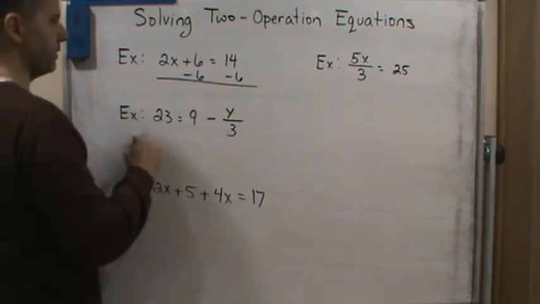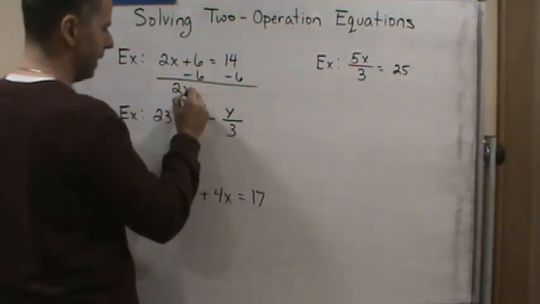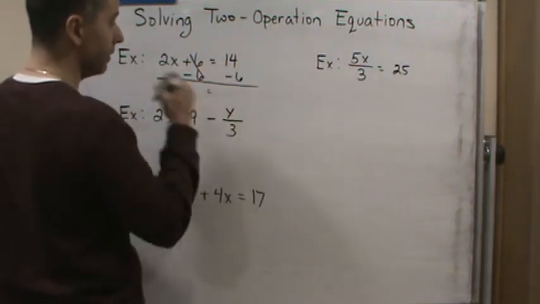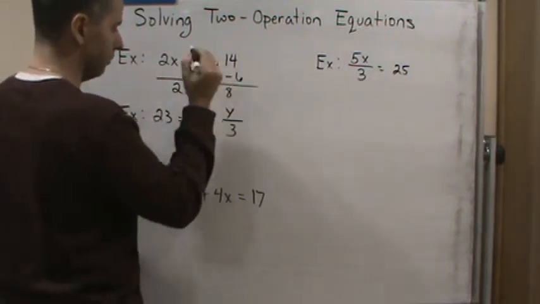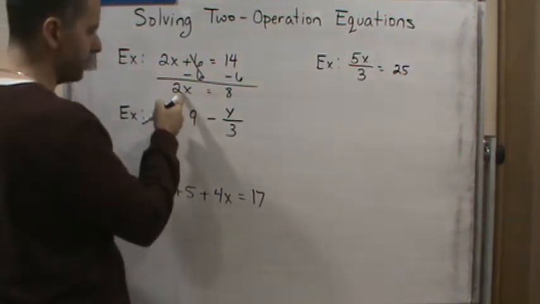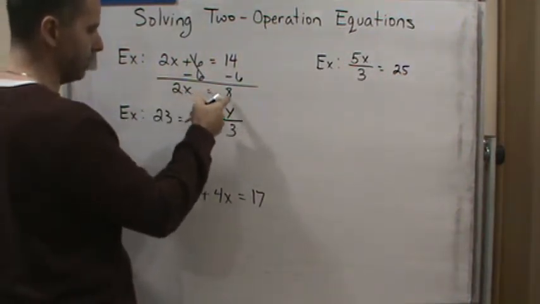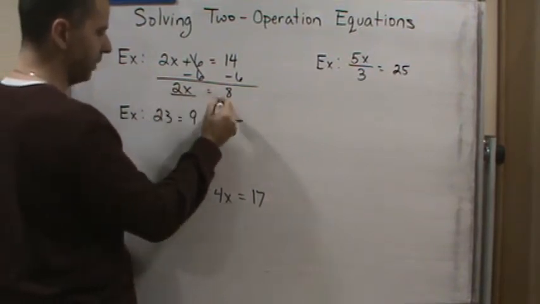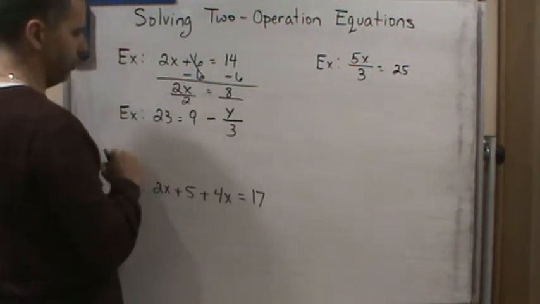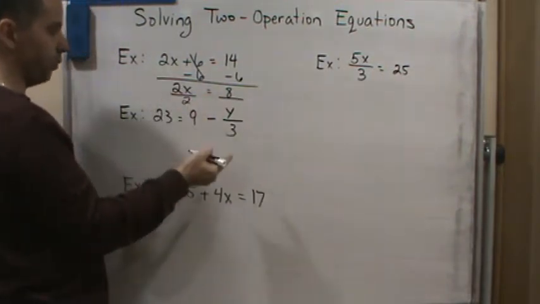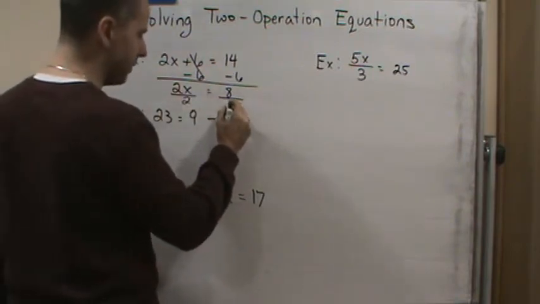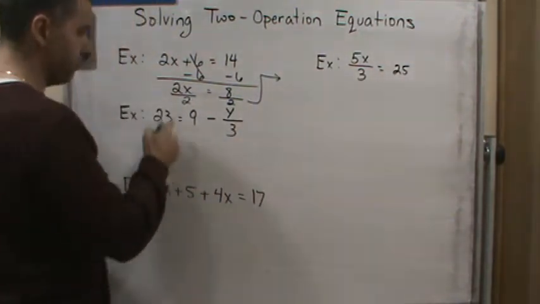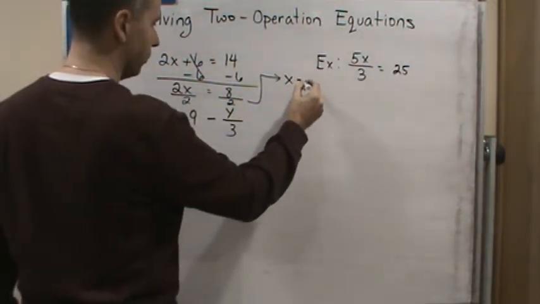That's going to give me 2x, this is going to be 0, is equal to what? 14 minus 6 is what? 8. Okay? Now I have the equivalent equation of 2x is equal to 8. Since this is multiplication, I'm going to divide. I'm going to divide by 2, because 2 divided by 2 gives me 1, which is what I want. So I'm going to have to divide by 2 on this side. And what does that give me? That gives me x equals 4.